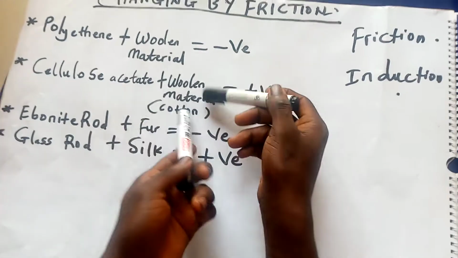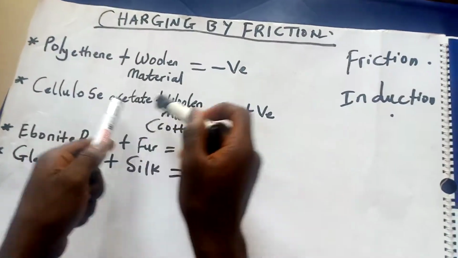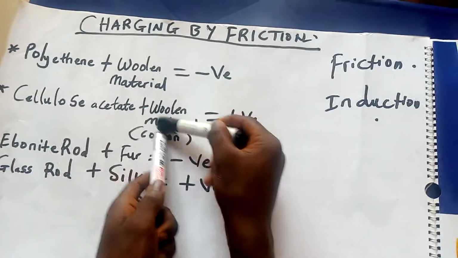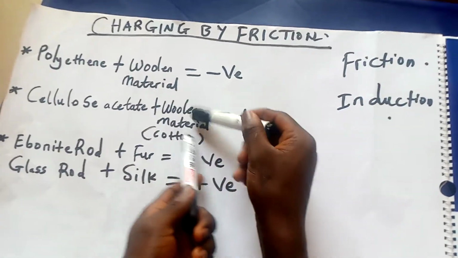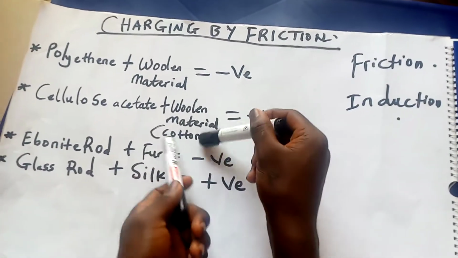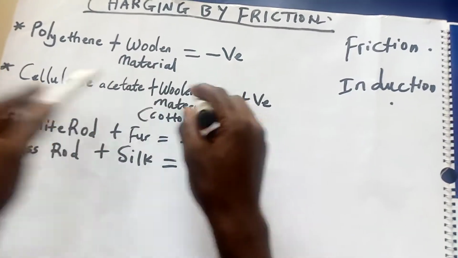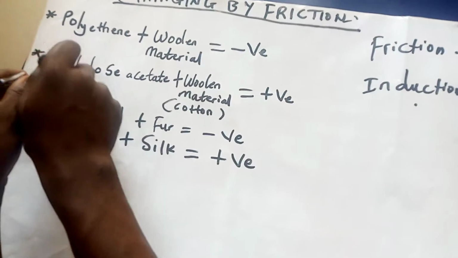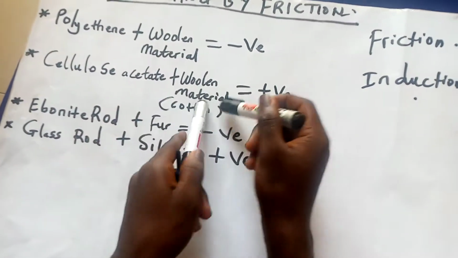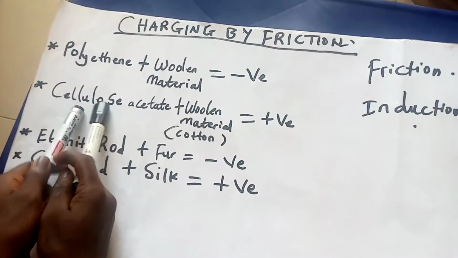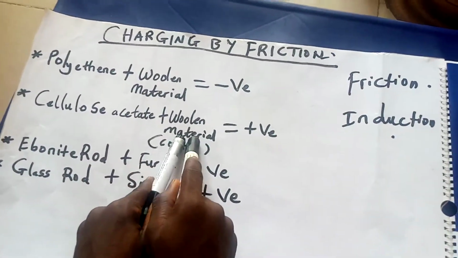The same thing happens here, but in this case, once cellulose acetate is rubbed against a woolly material, the reverse happens, which is cotton. When a cellulose material is rubbed against a woolly material, the cellulose material itself becomes positively charged, and the woolly material, cotton, becomes negatively charged. Does that make sense?